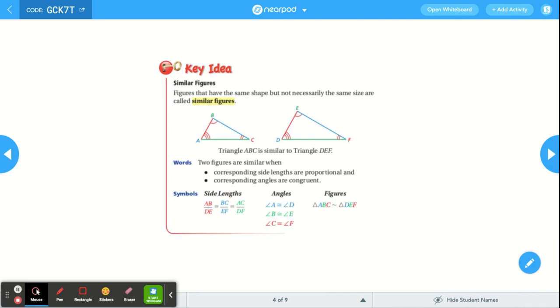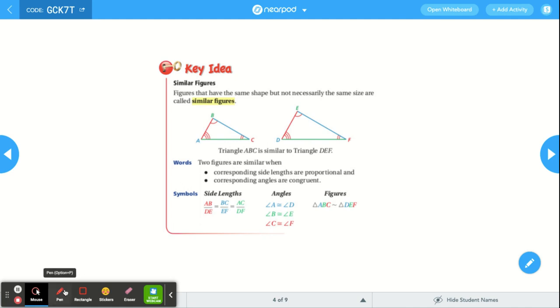All right, so let's talk about what similar figures are. Figures that have the same shape but not necessarily the same size are considered similar figures. So, we have here triangle ABC is similar to triangle DEF. You can see they're the same shape but not necessarily the same size.